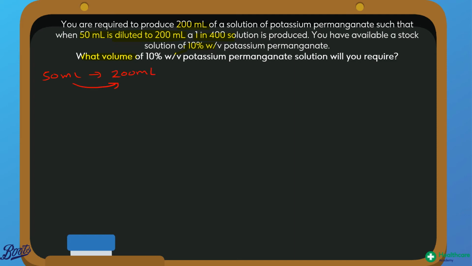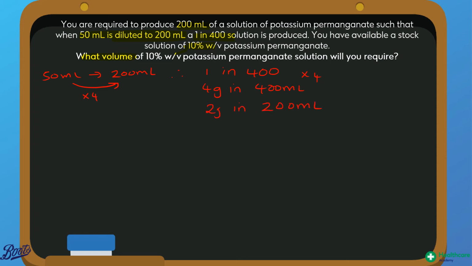Well, 50 to 200 has been diluted by a factor of 4. So if we're diluting by a factor of 4, we're going to produce a 1 in 400 solution, as stated by the question. The original solution must be 4 times stronger, so that's going to be 4 grams in 400 millilitres. But we are required to make a 200 millilitre solution. So if we have 4 grams present in 400 millilitres, we're going to have 2 grams present in 200 millilitres.